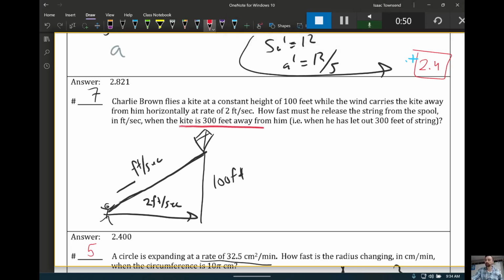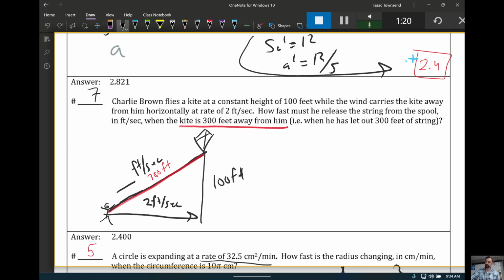Now, one thing that would worry me about this is sometimes you guys will put the 300 down here. That's the horizontal distance, but the distance from him to the kite is this. It's the straight distance. So 300 is supposed to be up there. So he's letting off all 300 feet of string, and then we're trying to figure out how fast that string is flying out there as it releases from the spool.